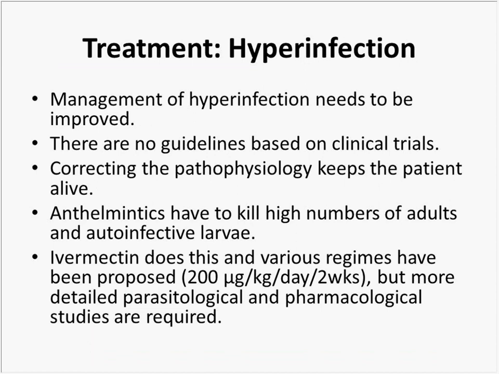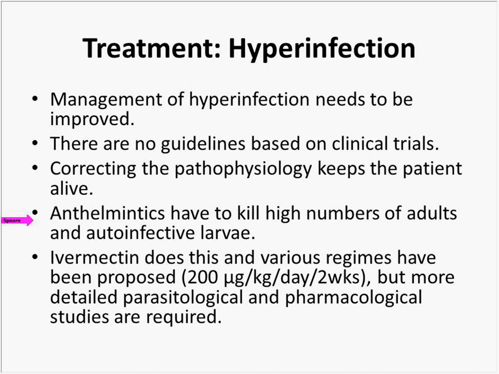If we look at, I'll just go back, hyperinfection. What we're trying to do with hyperinfection is kill the high numbers of adults in the gut and also the vast number of autoinfective larvae. There were some Japanese studies that showed that you could have thousands of adults spread through the intestine, and you could have millions of autoinfective larvae wandering around the body. So kill those, but then you've also got to manage the abnormal physiological changes, because you've got sepsis and you've got problems with the gut.